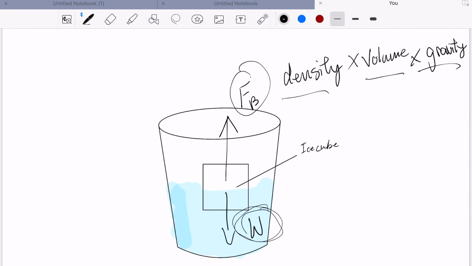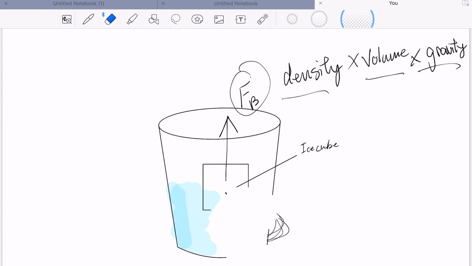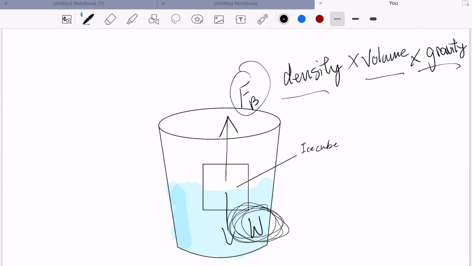So now we're moving on to weight. Weight is something that can be calculated basically just by using mg. But in this case, for the mass, we'll be using the mass of the water. So this would be the mass of water times gravity.